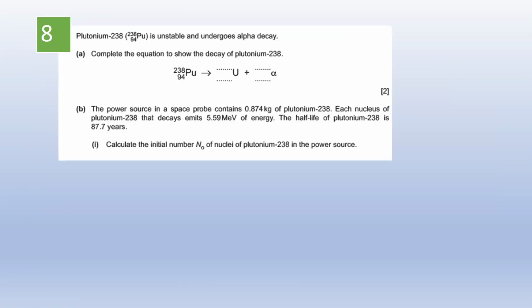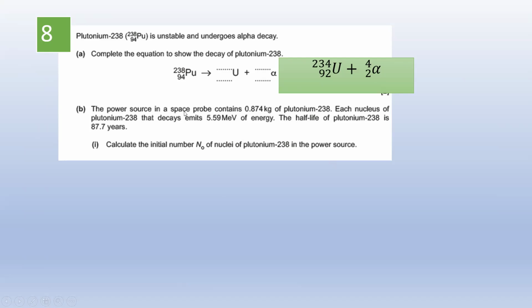Plutonium is unstable and undergoes alpha decay. Complete the equation. You should be able to write the equation. This is your AS work. The top numbers must add up to give this one. The bottom numbers, the conservation of charge, must add up to here. And must remember alpha has 2.